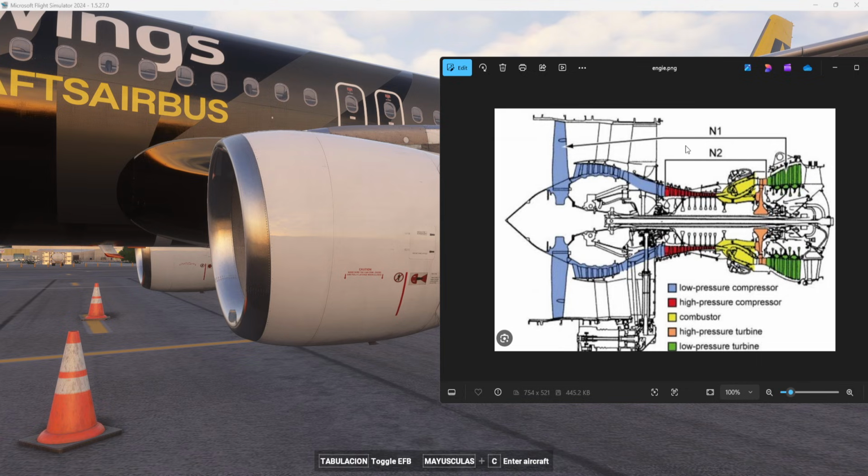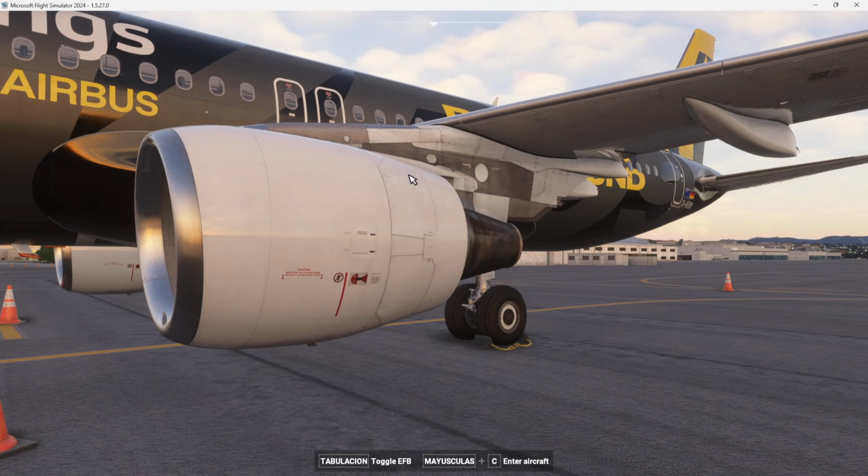And the N2 spool controls the high pressure compressor, this phase here, and the high pressure turbine, which is over here. Okay? I'm not an engineer, but I think these lines are to separate things: the low pressure compressor, then the high pressure compressor, then the high pressure turbine, low pressure turbine, etc. And the combustion chamber is over here.